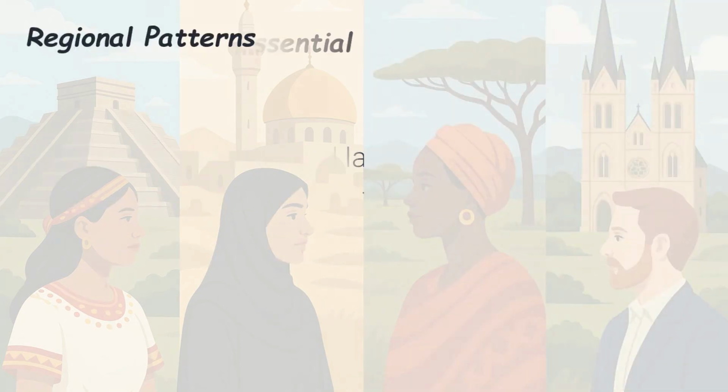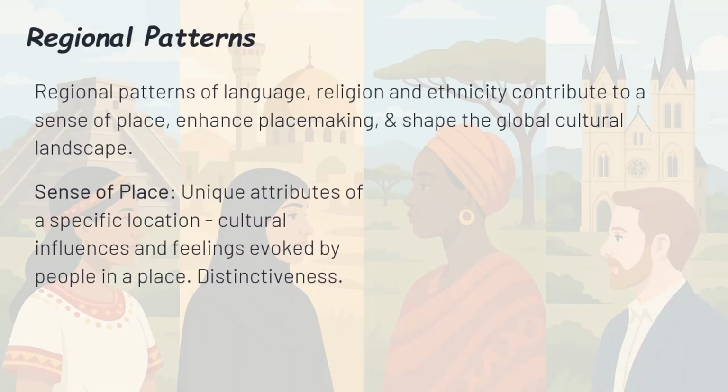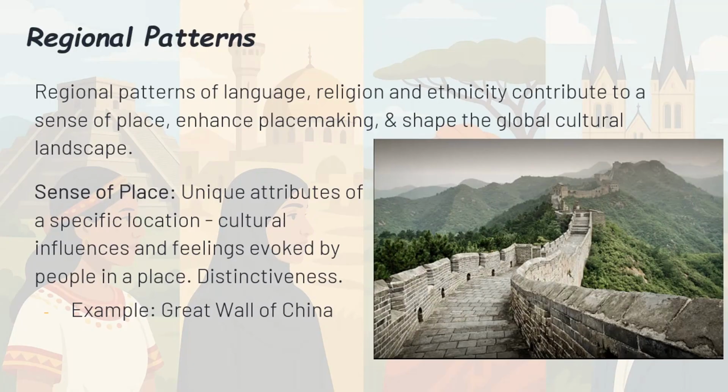Let's roll. Every region's got its own cultural flavor. And no, we're not just talking about food. Language, religion, and ethnicity all mix together to create what we call a sense of place. It's that distinct feeling you get from being somewhere unique. Like standing on the Great Wall of China, you're not just on a giant ancient fortification. You're experiencing a deep connection to Chinese history, defense strategies, and cultural pride. That's sense of place in action. These cultural patterns don't just sit there either. They help shape how people build cities, organize space, and even how they identify themselves globally. Next up, we're zooming out to explore how huge areas of the world, called cultural realms, flex their shared traits.